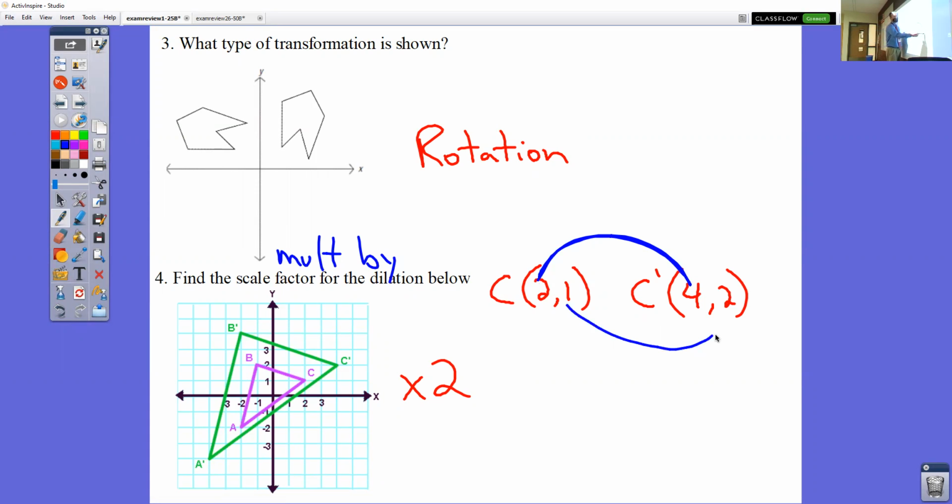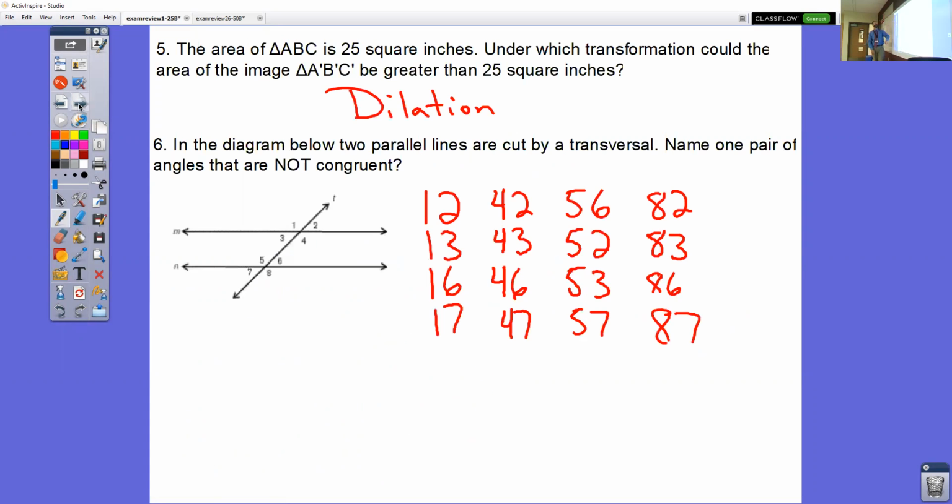Or you could pick your Y value to your Y value. How do you get from 1 to 2? You multiply by 2. So that is the final answer. We are multiplying by 2. That is the scale factor. Question number 5, the only transformation that makes things bigger than what you started off with or greater is a dilation. Dilations make things bigger or smaller.